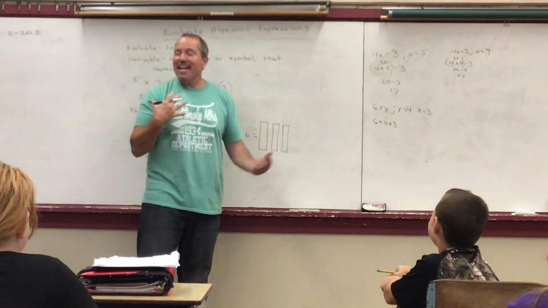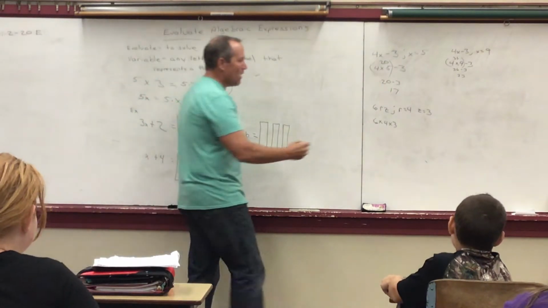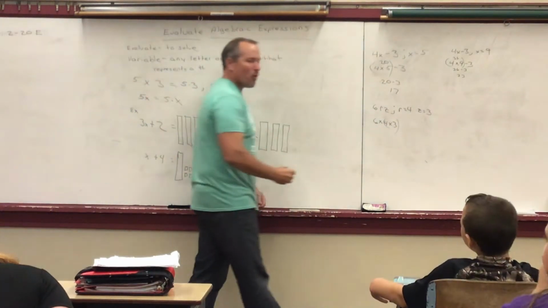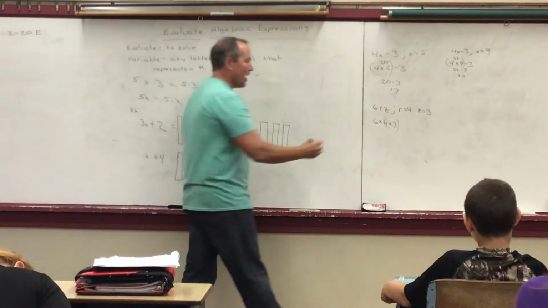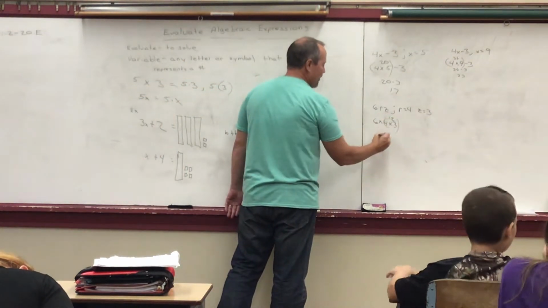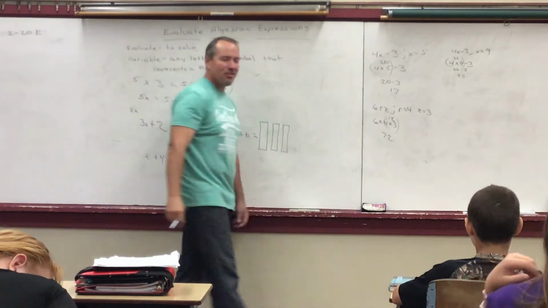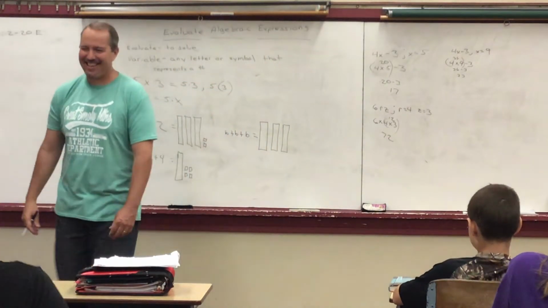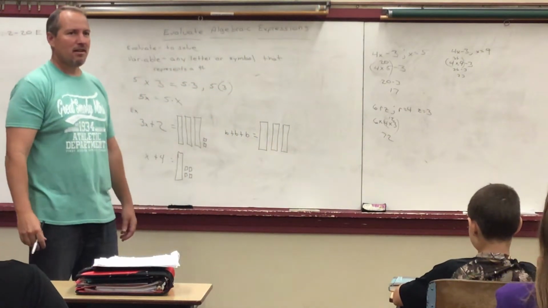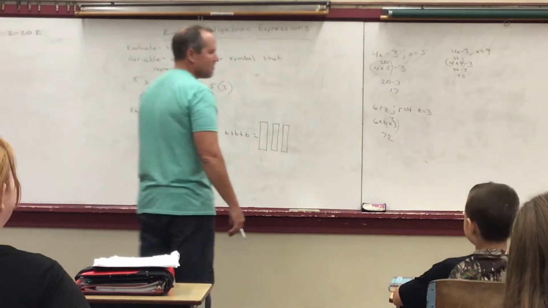Me, I would take 4 times 3. 4 times 3 is 12. And now 6 times 12 is, I don't even know, 72. That's a lot harder, Mr. Howard. It really is. Okay?